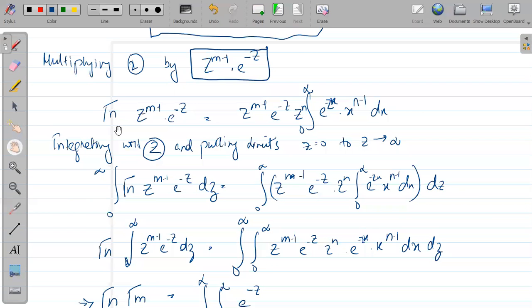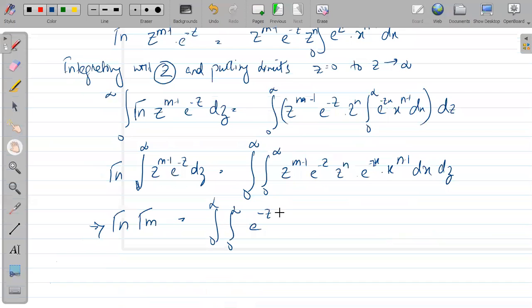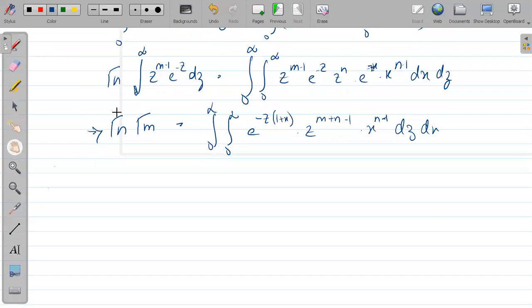This is zx. Okay. So e to the power minus z I am taking common, so it is 1 plus x you can write. These two parts I am utilizing here. What about z to the power, common? m plus n minus 1. And what is this? x to the power n minus 1, dz into dx I am writing here. We can write like this, not an issue. 0 to infinity, 0 to infinity.